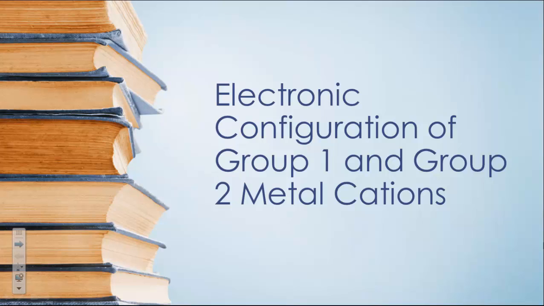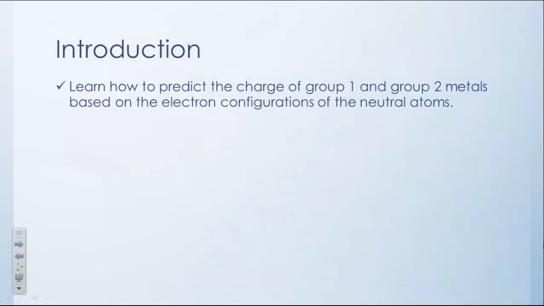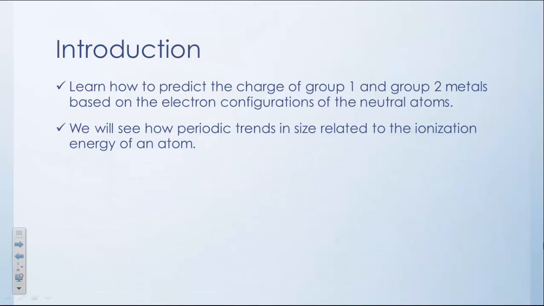Hi, in this video we're going to talk about the electronic configuration of group 1 and group 2 metal cations. Today we're going to learn how to predict the charge of a group 1, group 2 metal cation based on its electron configuration, and we're going to see how periodic properties help us understand what's going on at the atomic level as far as our electron configurations are concerned.